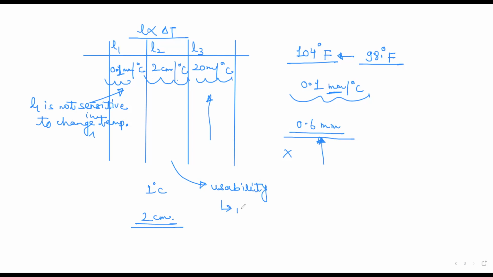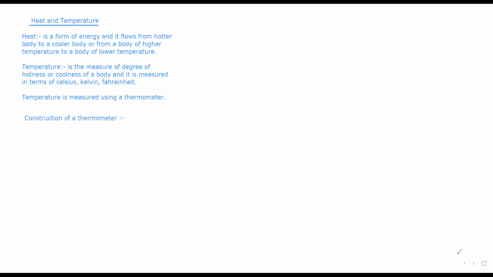First, it is readable and portable, right? So the three most important things are the length, the parameter should vary linearly with temperature, and then the scale of the thermometer should be readable and the thermometer should be portable. I hope all of you understood this. This is how we construct a thermometer. Yes or no? Yes, sir. ठीक है.